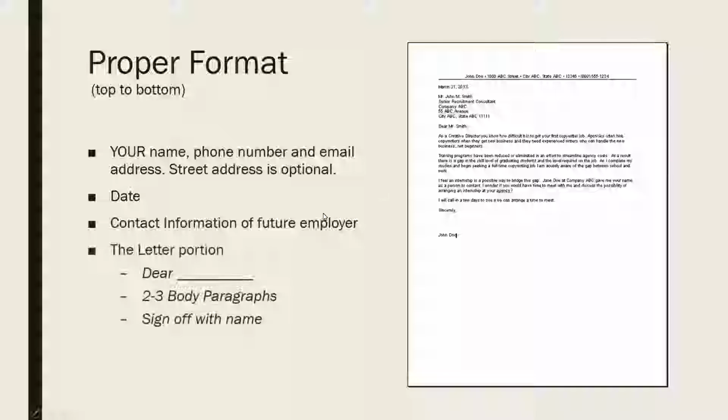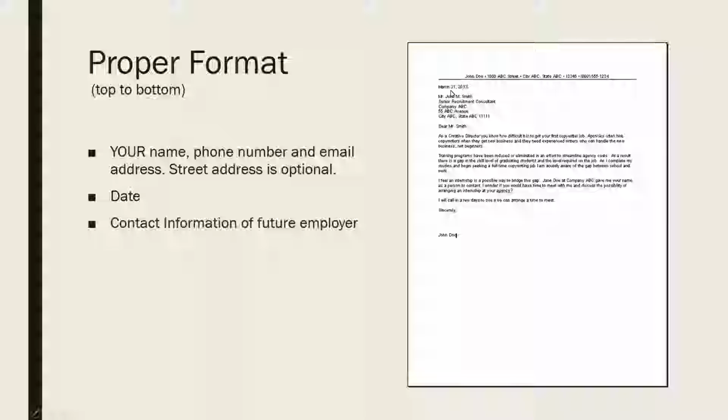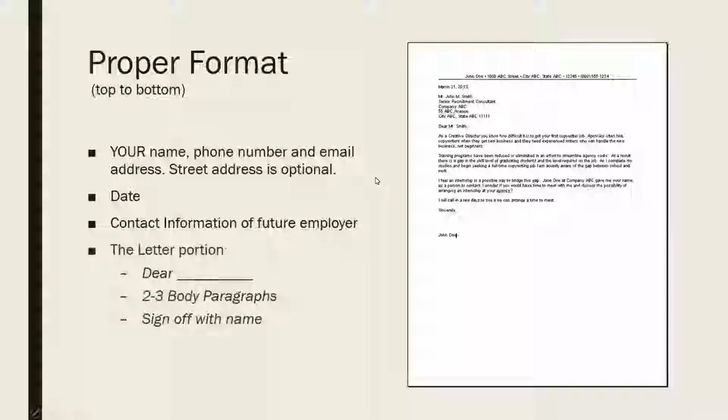What that means is you would have his or her name, position or title, the name of the company, and the street address of the company. This is an important piece that you've got to have right here. And then after you have all that proper formatting at the top, that's when you write your letter. From here on down, this is just a normal letter, okay? So you would address the letter portion, Dear Mr. So-and-so or Ms. So-and-so. You want to sound professional, but you also want to sound personable.